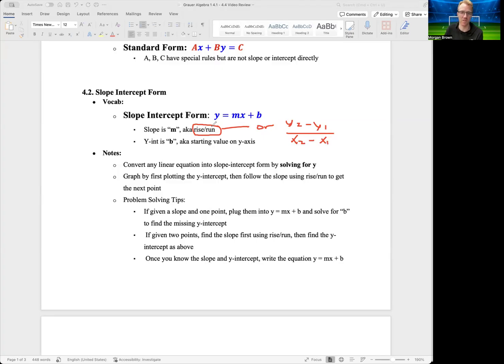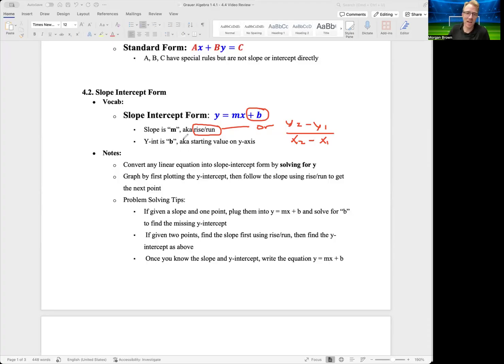You can calculate the slope if you're given a graph, or sometimes the problem will just tell you what the slope is. Then what about the y-intercept? The y-intercept is what you're going to plug in as the b value right here. Sometimes the problem will give you the b value, and sometimes it won't. Sometimes you have to solve for b by plugging in the information that you know.